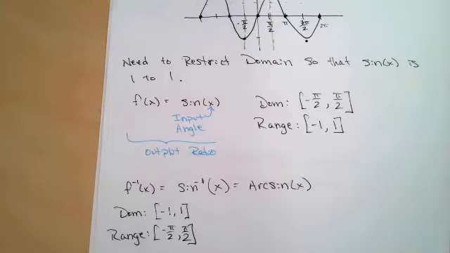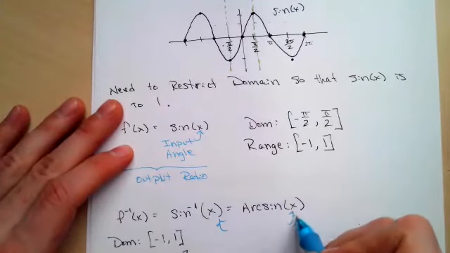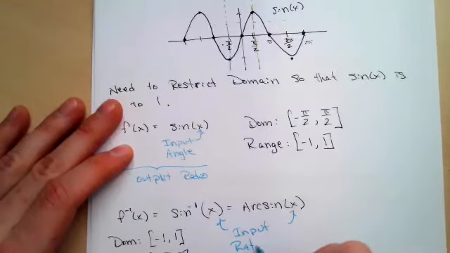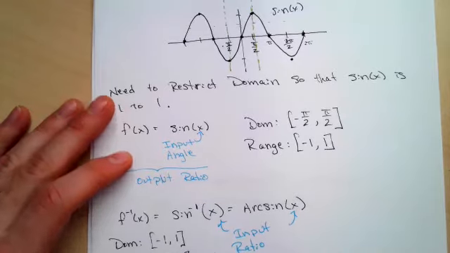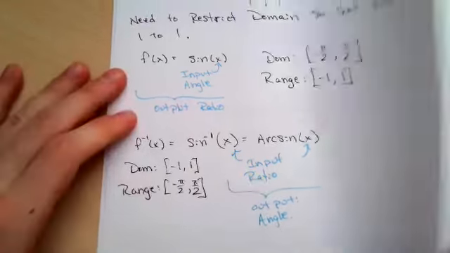We flip that for inverse trig functions. So the input of an inverse trig function is the ratio, and the output is the angle. So inverse trig functions ask: if I give you a ratio, which angle has that sine ratio? So let's do an example.